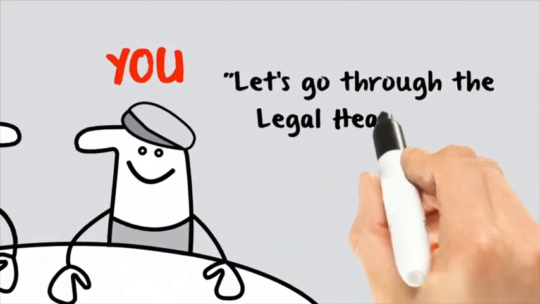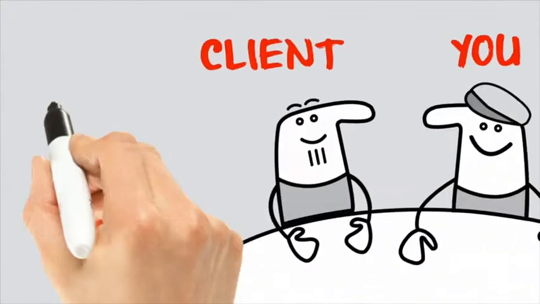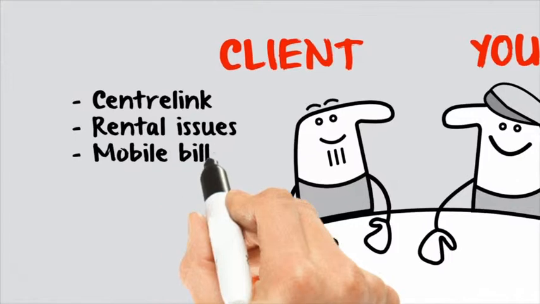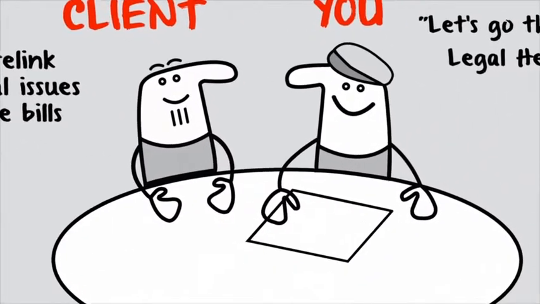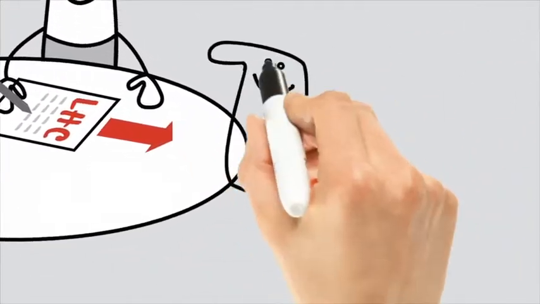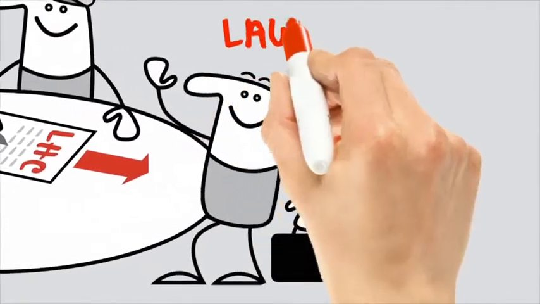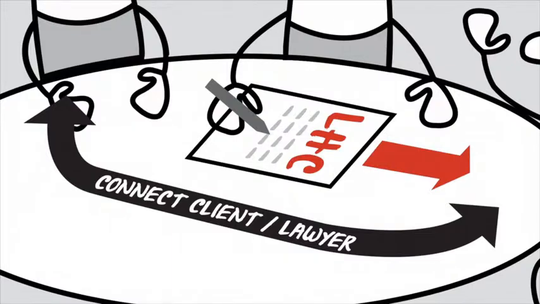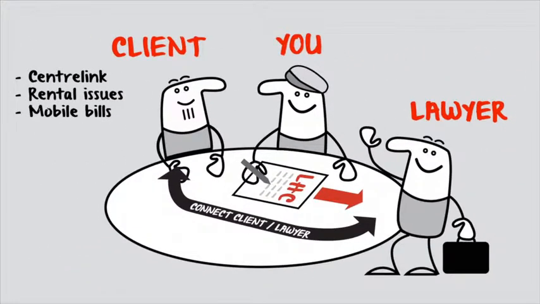There are 3 steps to collaborating using a legal health check. Firstly, complete a legal health check to identify the legal issues. Step 2, use the legal health check to connect to an appropriate lawyer. And step 3, keep supporting your client to resolve the legal issue. Let's look at each of these steps in turn.